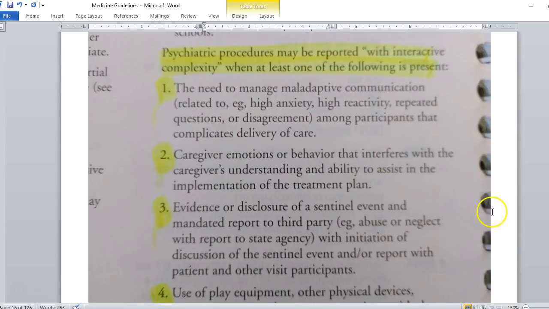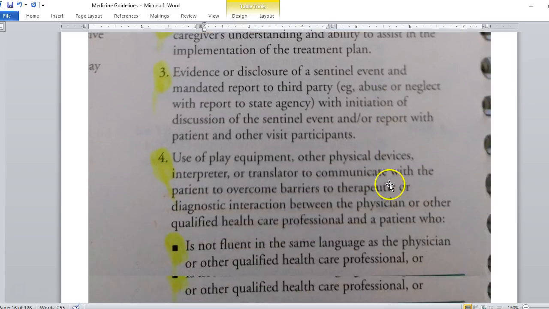Now, psychiatric procedures may be reported with interactive complexity when at least one of the following is present. Either the need to manage maladaptive communication, like high anxiety, high reactivity, repeated questions, or disagreements among participants that complicate the delivery of care. Caregivers' emotions or behaviors that interfere with the caregiver's understanding and ability to assist the implementation of the treatment plan. Evidence or disclosure of a sentinel event and mandated report to a third party, like abuse or neglect, with a report to a state agency. The initiation of discussion of that sentinel event and/or report with the patient and/or other visit participants.